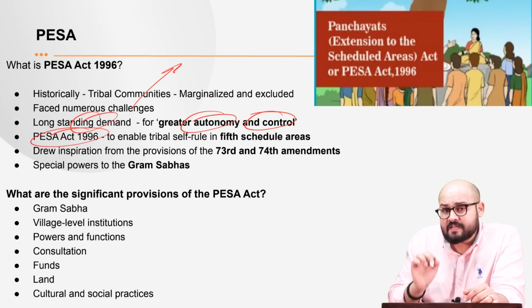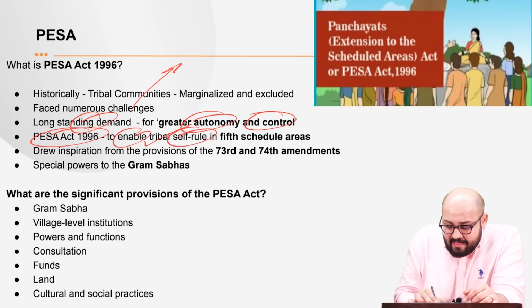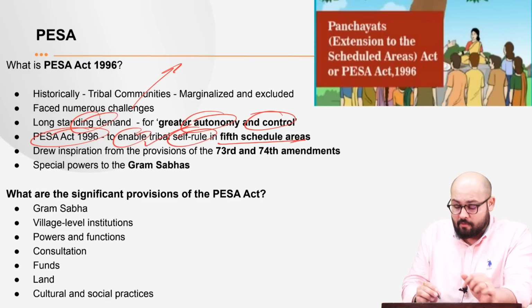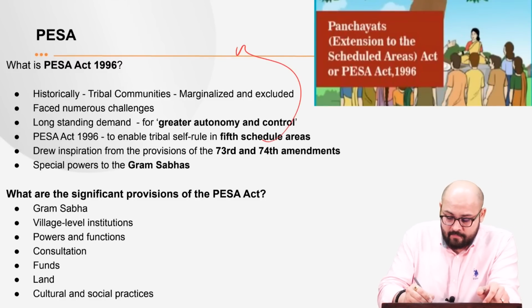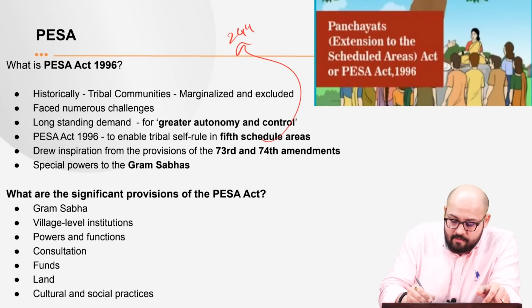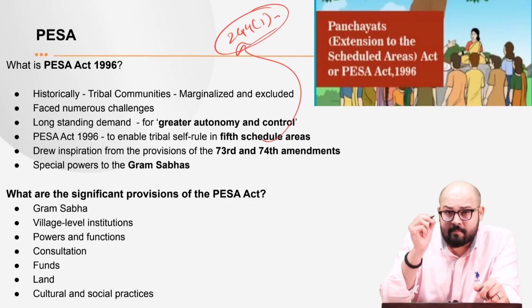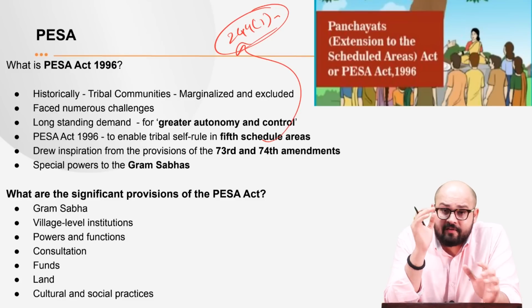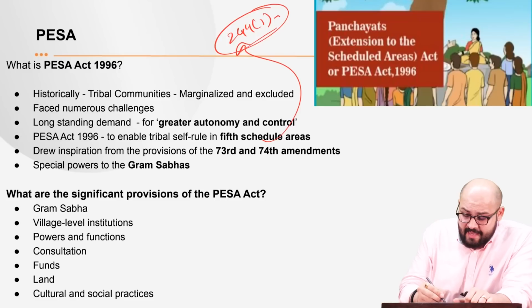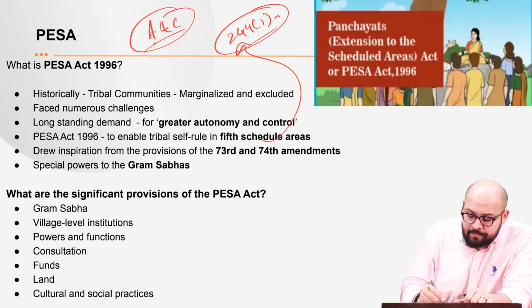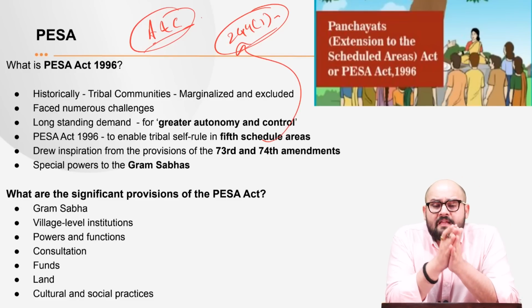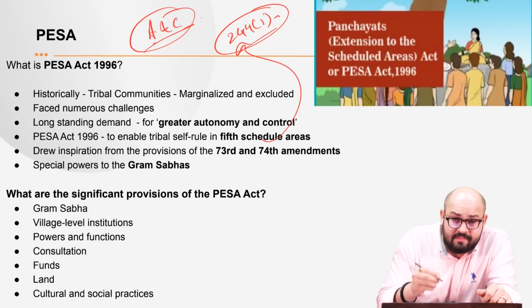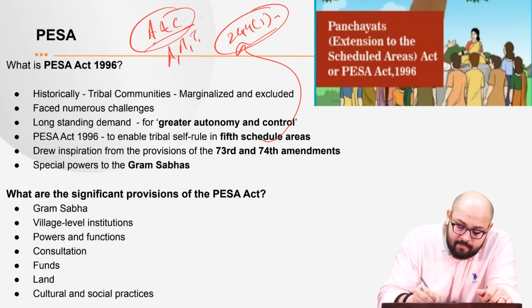Now the objective was to enable tribal self-rule in the 5th schedule areas. Now please understand that we have got Article 244, Subclause 1. Now this talks about the 5th schedule areas. Now the 5th schedule areas talk about the administration and control of these scheduled areas and these scheduled tribes in any state except the four states of Assam, Meghalaya, Tripura, Mizoram.